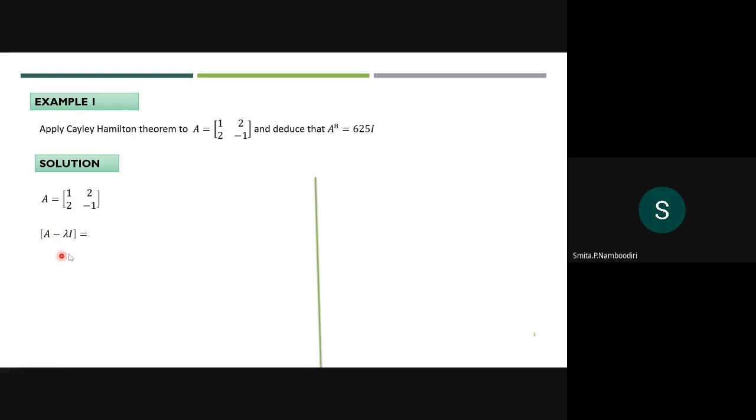First we will find the matrix. So first we write A. We have A as 1 2 2 minus 1, minus lambda into I, the unit matrix 1 0 0 1. First, whatever matrix is given, we take it and find the matrix A minus lambda I. So we have got A minus lambda I is 1 2 2 minus 1, minus lambda.